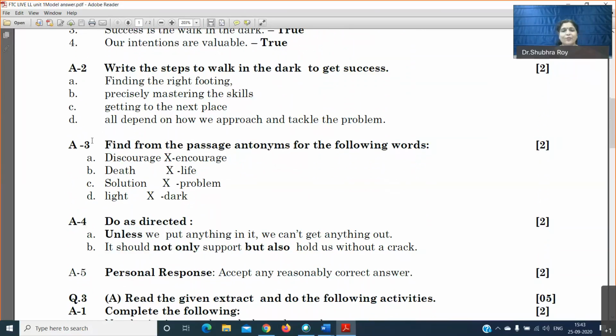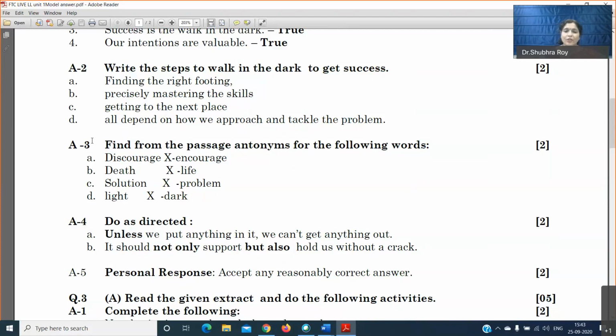A sentence where you had to put "unless." The sentence had "if": if we put anything in it, we can get anything out. That was the question, and you had to put "unless" there. So "unless" has a negative meaning. So, unless we put anything in it, we can't get anything out. Okay, that is the answer.